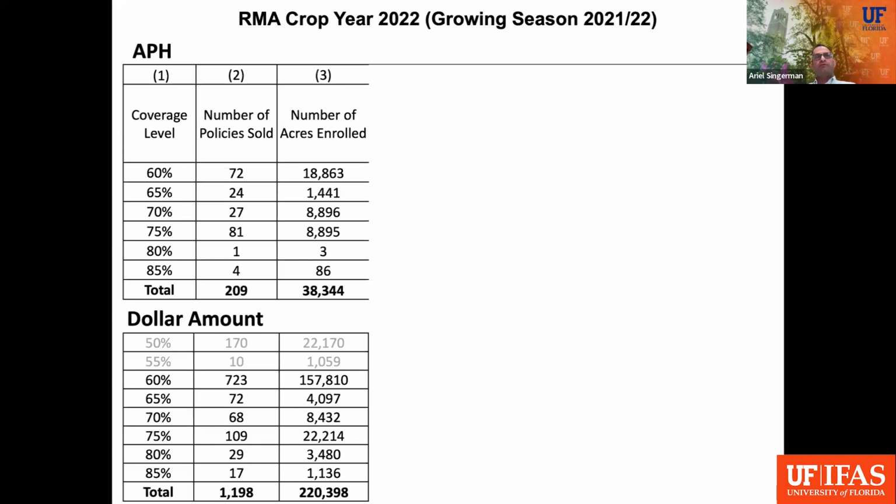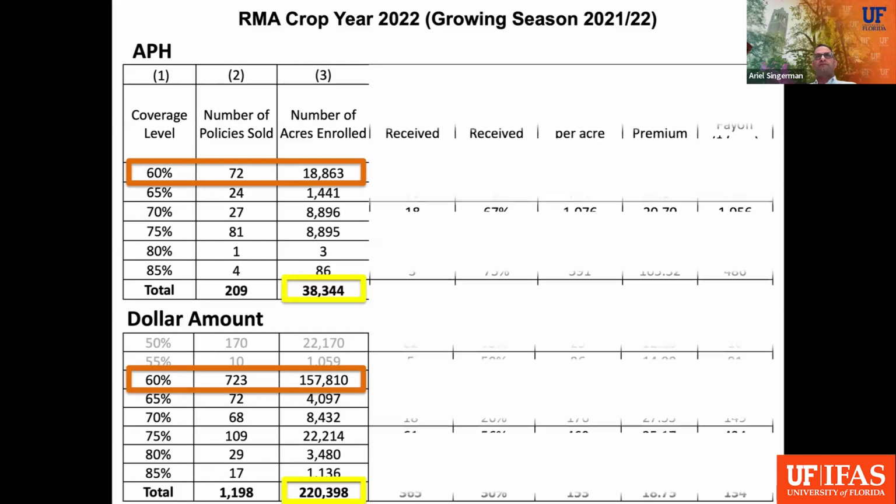So under APH, there were 209 policies sold that cover 38,344 acres. And under dollar amount, there were 1,198 policies sold that cover 220,398 acres. Now, in both cases, most growers chose the 60% coverage level.